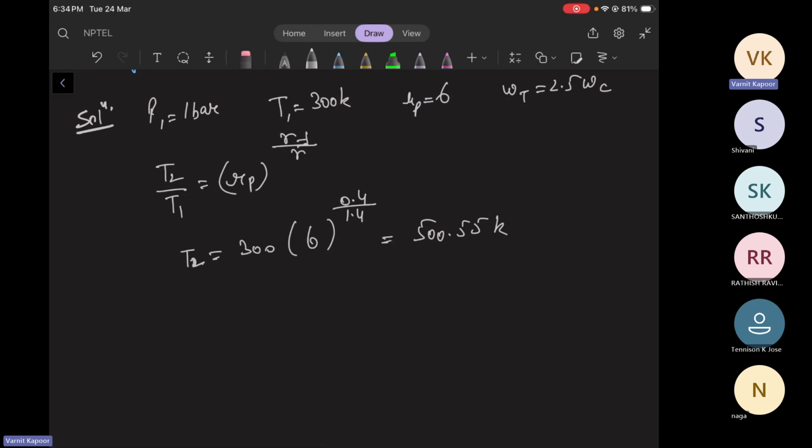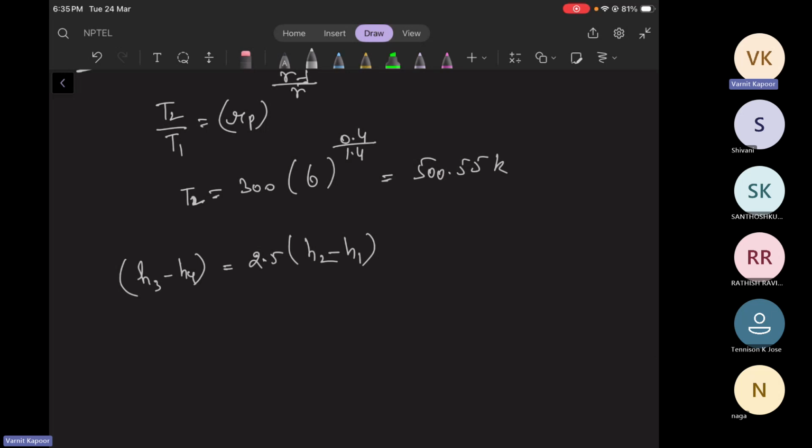This is temperature T2. Now we need to get the temperature T3. We will get it from the expression for work done by the turbine. Work done by the turbine is nothing but H3 minus H4, which is equal to 2.5 times H2 minus H1.